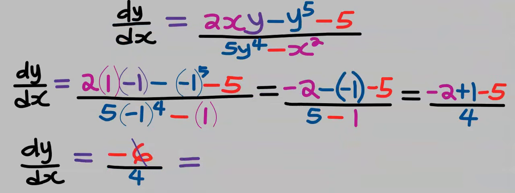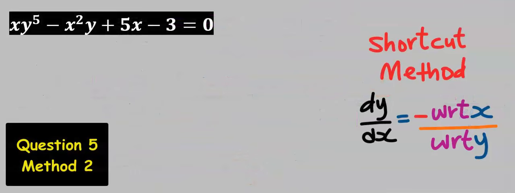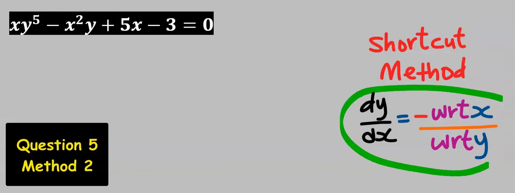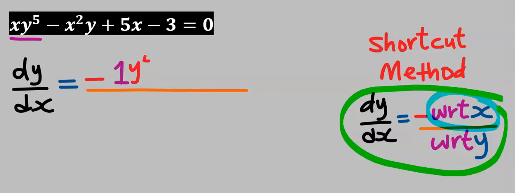Next, 2 here is 3 while 2 here is 2. And this is our dy/dx. Next, alternatively, using the shortcut method and applying this formula, at the numerator we're going to differentiate with respect to x for each variable. Let's differentiate x here, which is going to be 1, but we're going to ignore y to the power of 5.